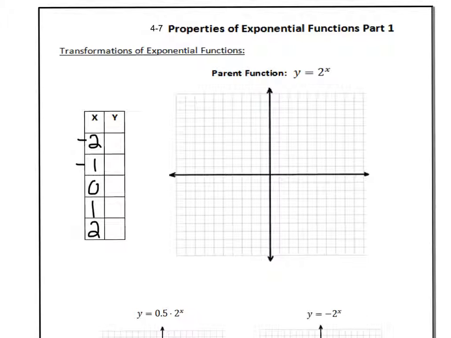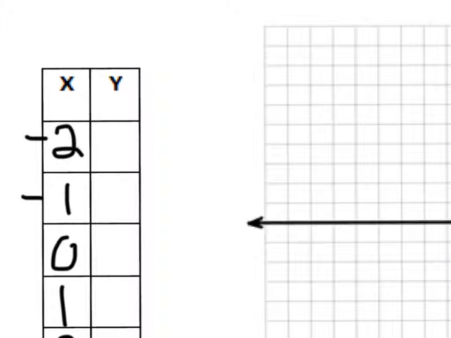If I put -2 in for x, I get 2 to the -2, which means 1 over 2 to the 2, because when we move the exponent from the top to the bottom when it's negative, it becomes positive, and 2 squared equals 4, so 1/4. So in the table you could either put 1/4 or what 1/4 is equal to, which would be 0.25.